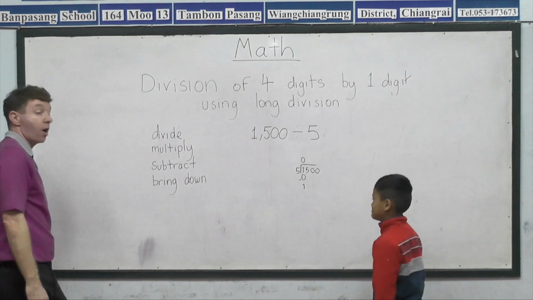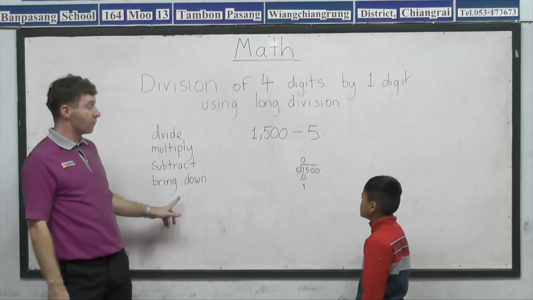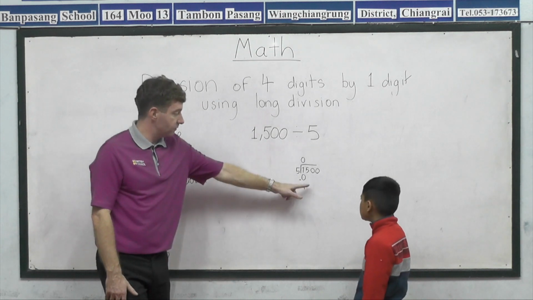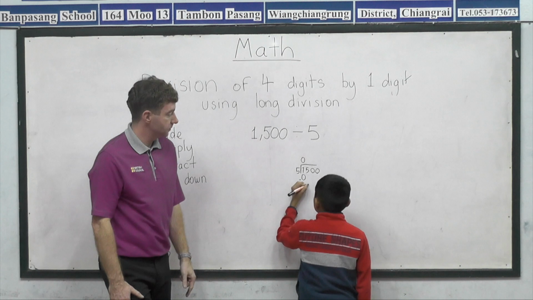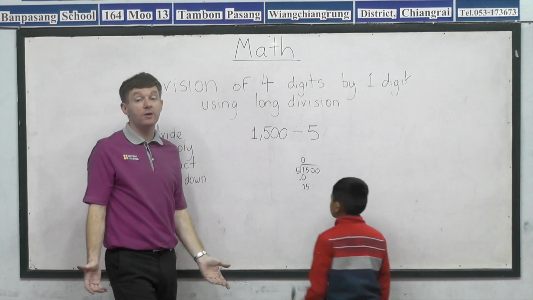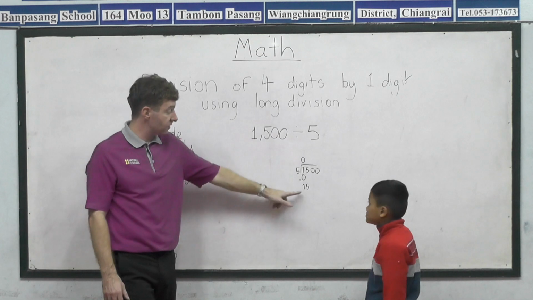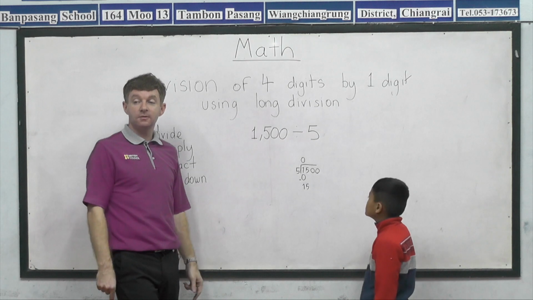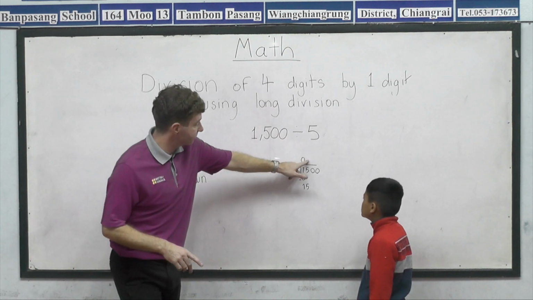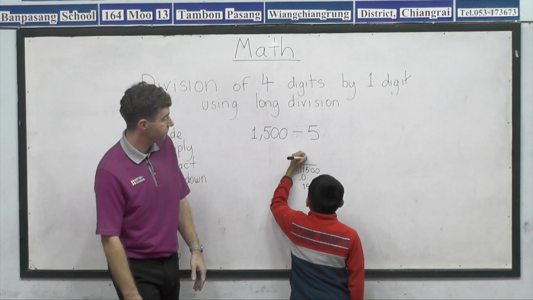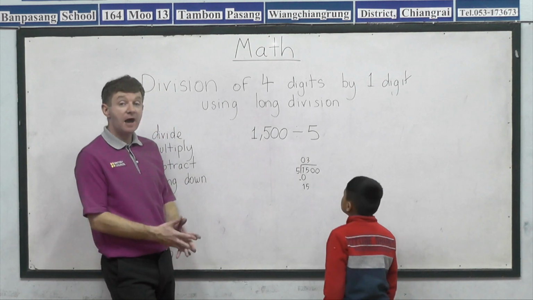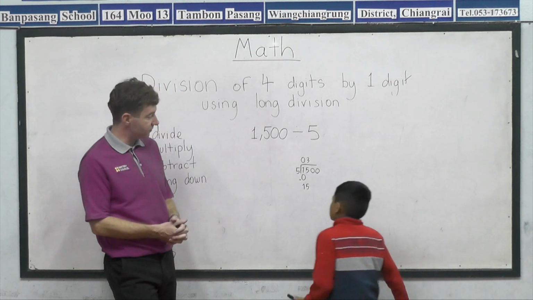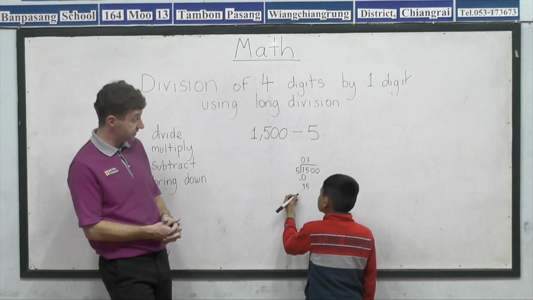Perfect. Now, what are we ready to do, guys? Bring down. So let's bring down 5 to here. Write 5 here, too. Excellent. So now, we're not just dealing with 5, we're dealing with 15. 15 divided by 5 equals 3. So we have our answer for this column. You can write 3 here. 5 times 3 equals 15. So we can write 15 at the bottom.